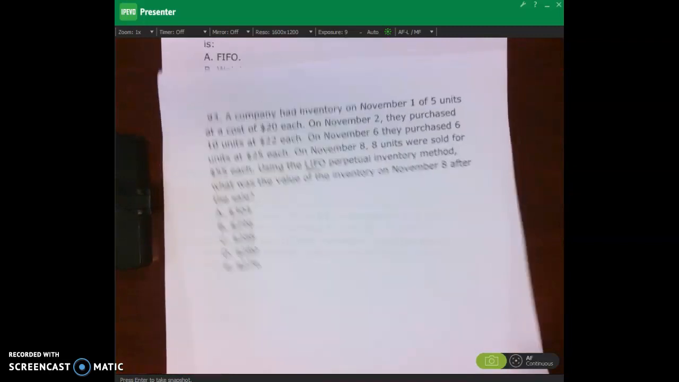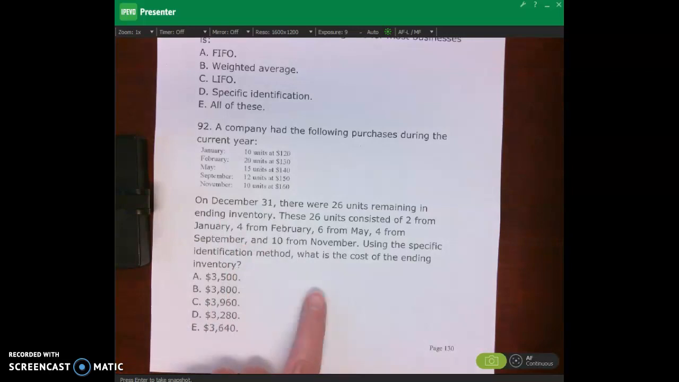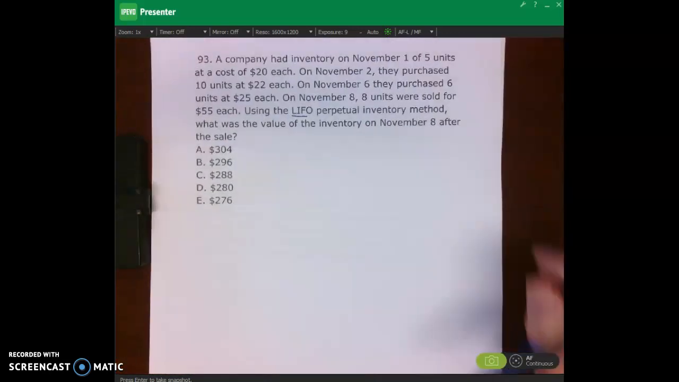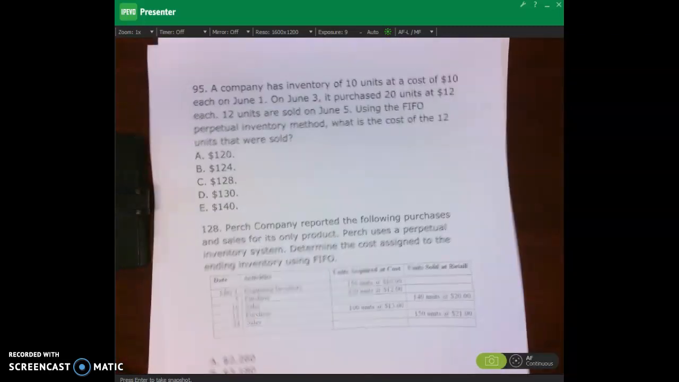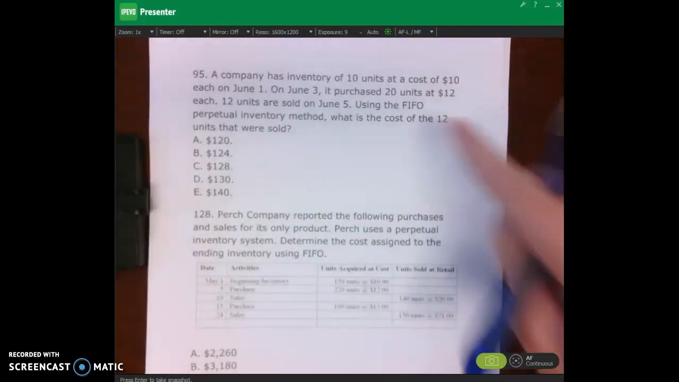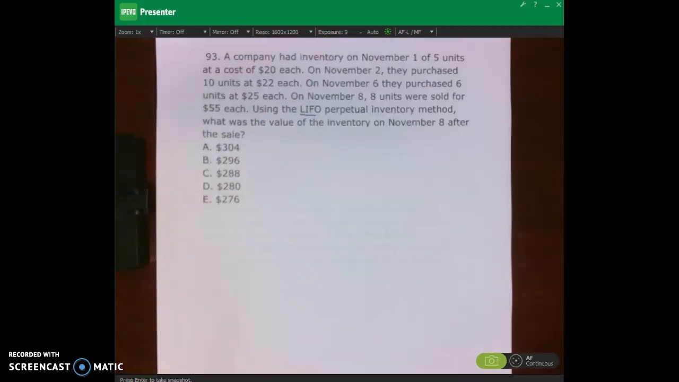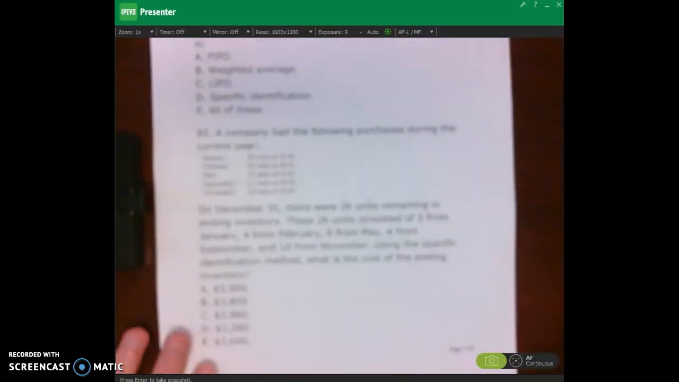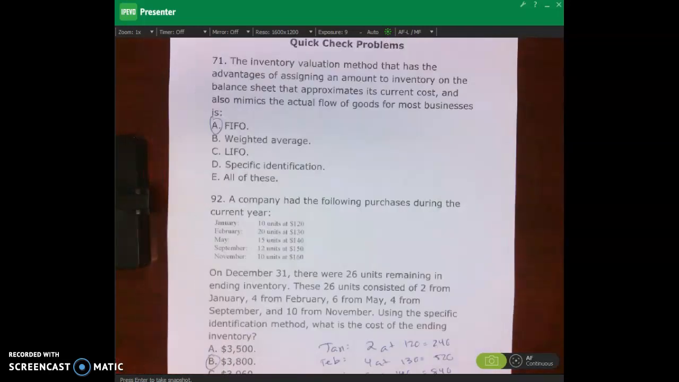So I want you to do number 71 on page 130, number 92 that I just went over on page 130, number 93 here on page 131, and then also number 95 on page 132. Pause the lecture video, do those problems, and then come back and we'll check it together, okay? Thanks. All right, welcome back. Let's see how you did.